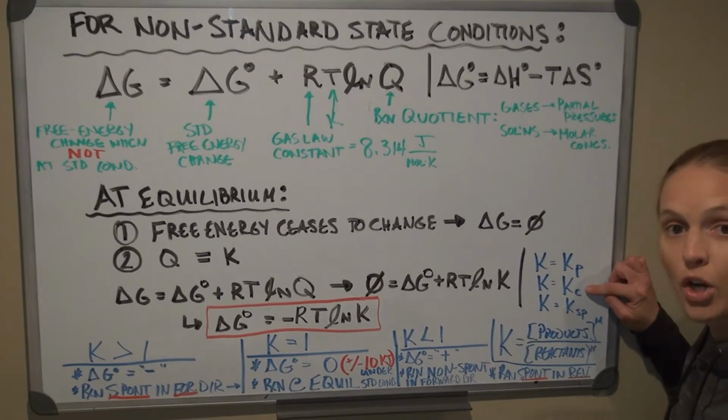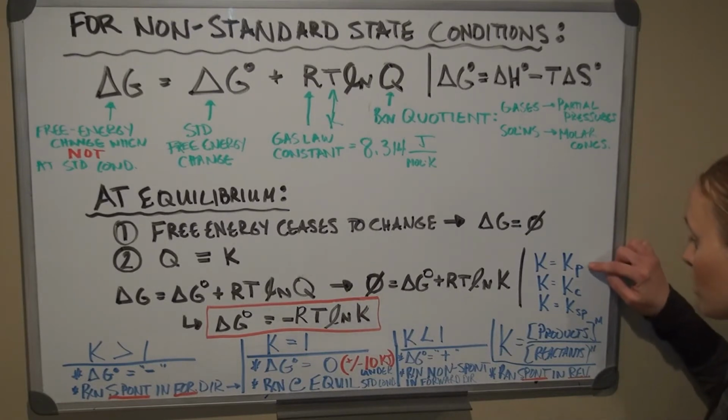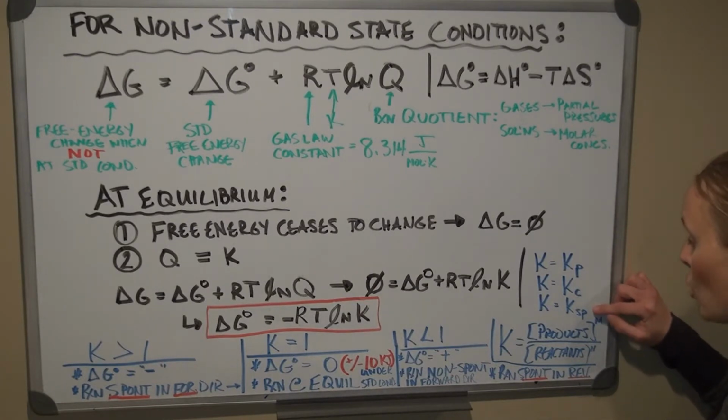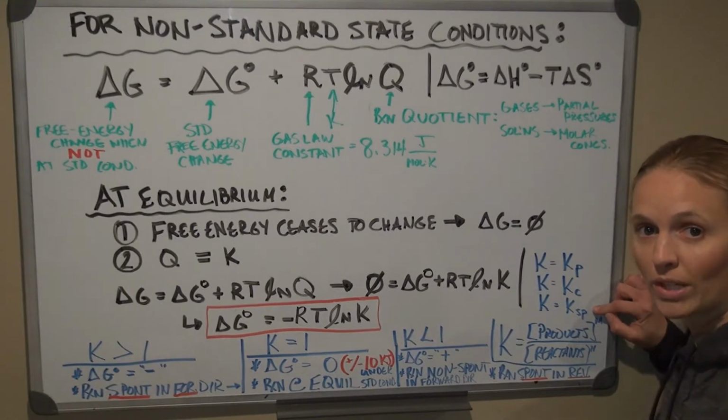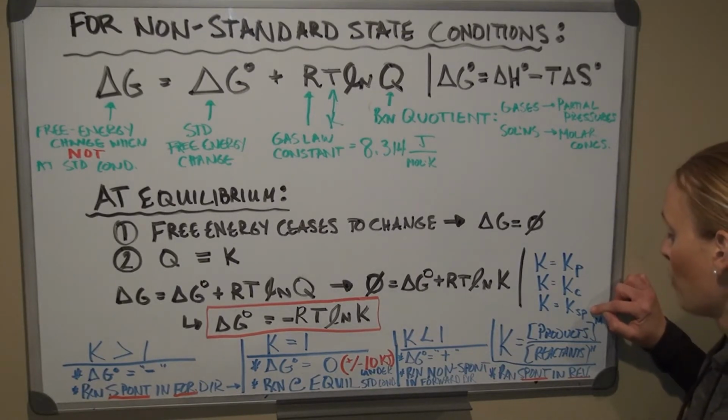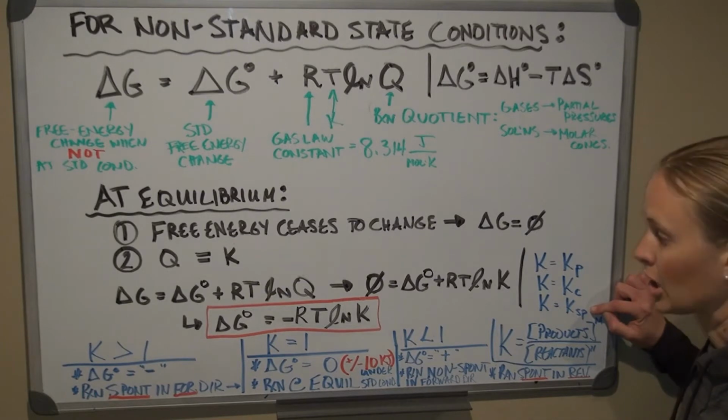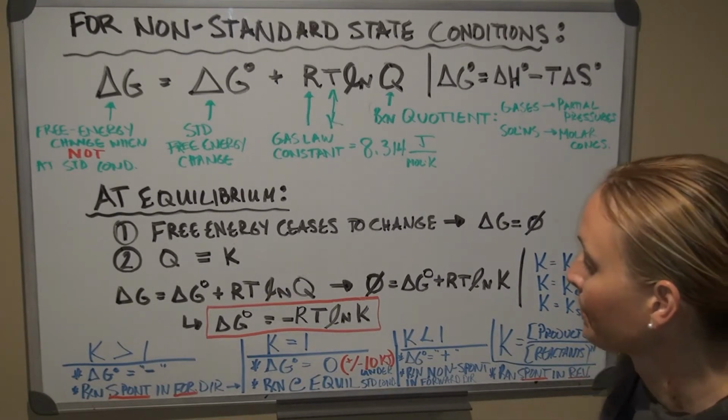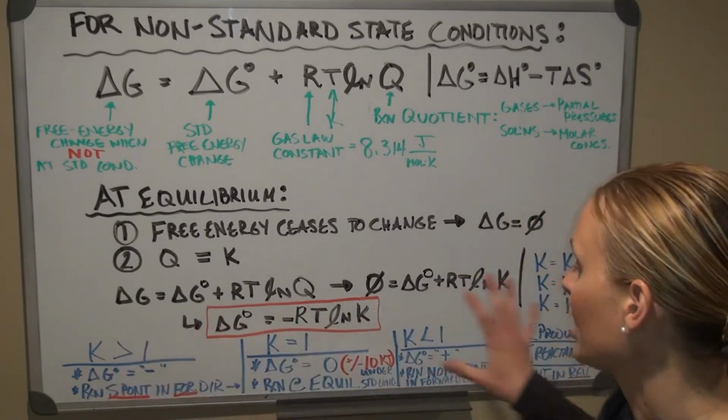Okay, it can be in terms of concentration, Kc. This is Kp, pressure; Kc, concentrations; or it could even be, for aqueous solutions, Ksp. You can express that in there as well. Okay, all right, so these are our three conditions, right?